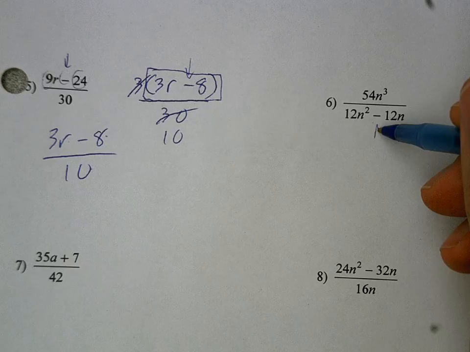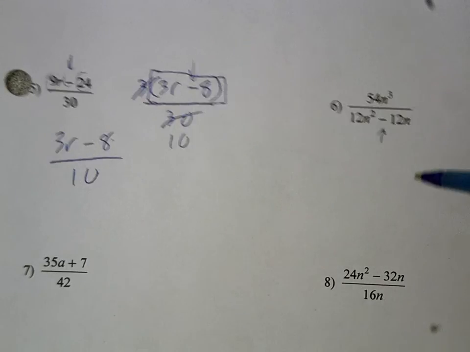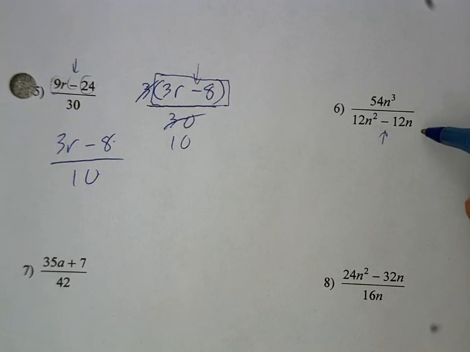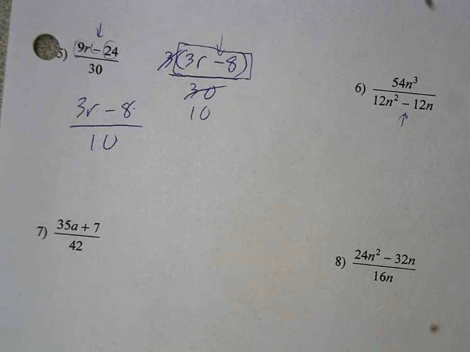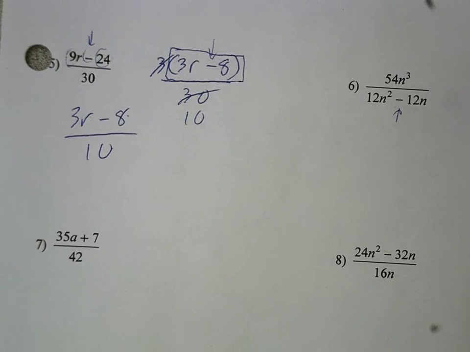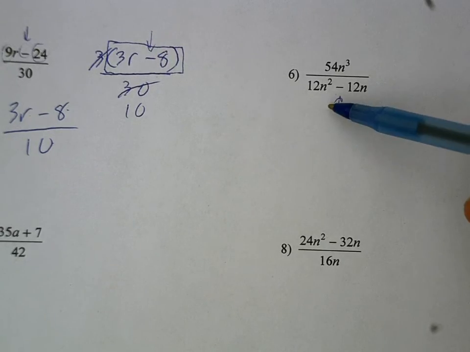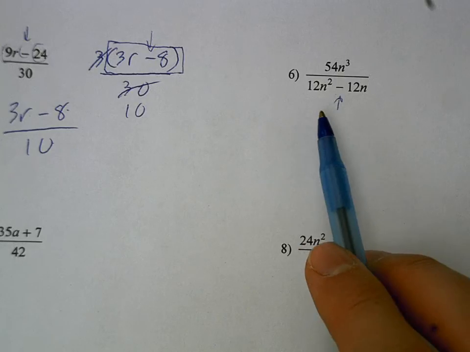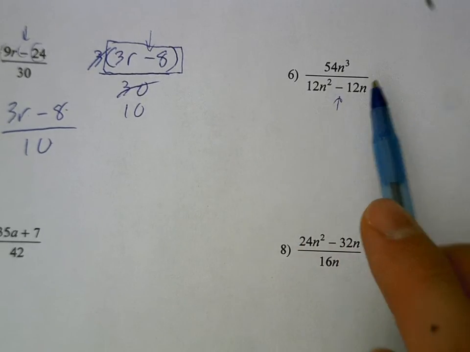Everybody sees this negative down here. That's our key, that's our clue that we can't cancel stuff out until we factor. So, what do you see on the bottom here that these two have in common? What can you factor out? We've got 12n squared and 12n. What do they have in common?